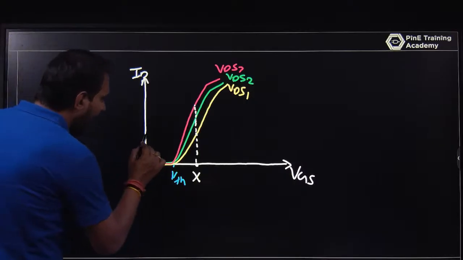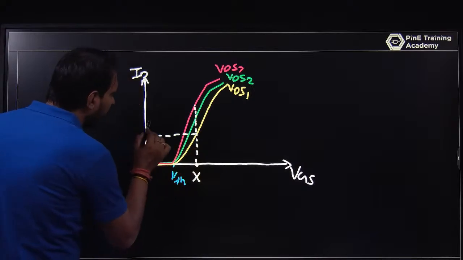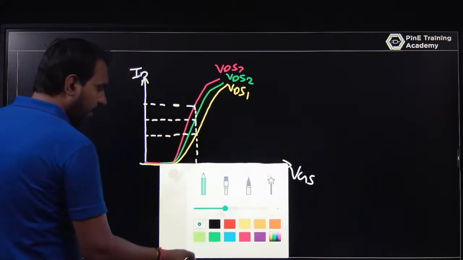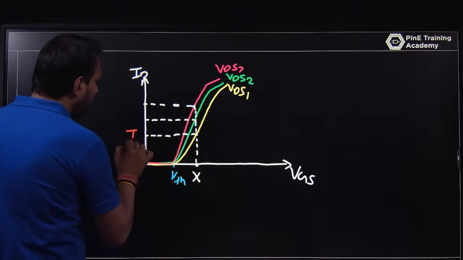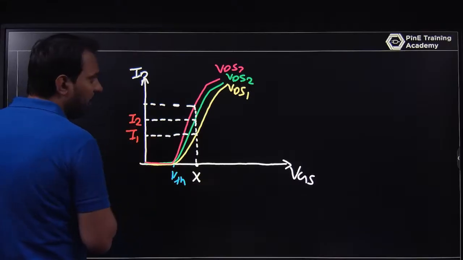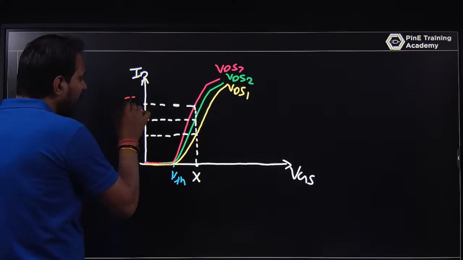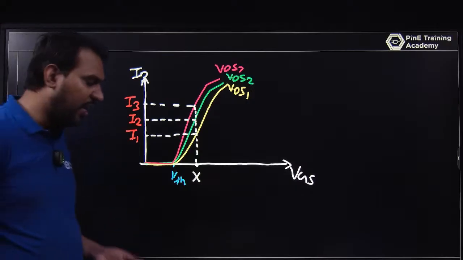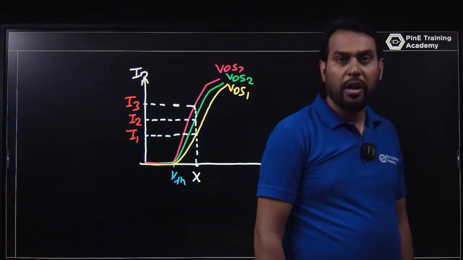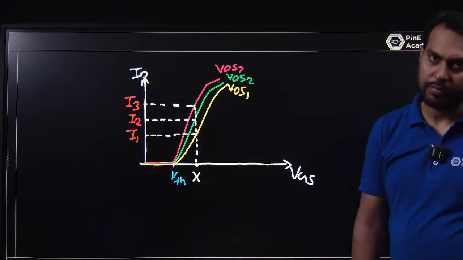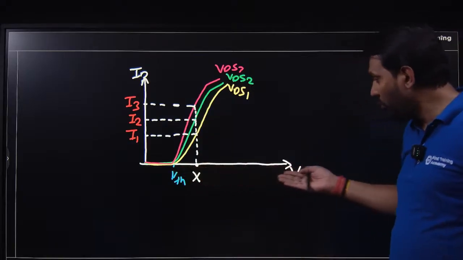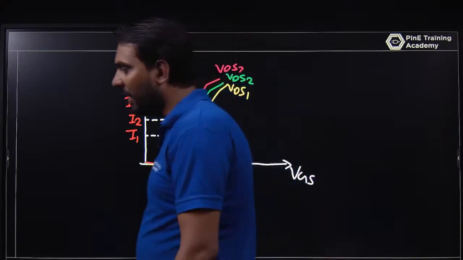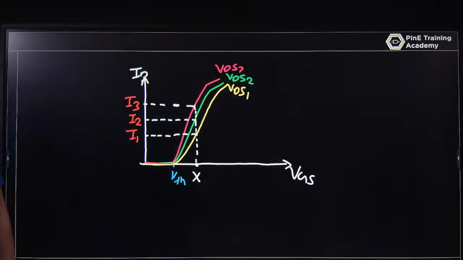So at this point you have some voltage, some current. At this point you have a different current, and at this point a different current. So I can write this is I1 due to VDS1, this is I2 due to VDS2, this is I3 due to VDS3. So your drain to source voltage increases and your current will increase, because you are moving your VGS in this way, and you can find that as VDS increases, your drain current increases.